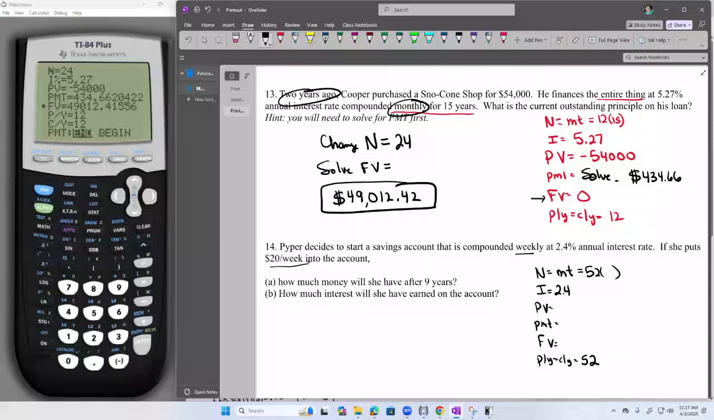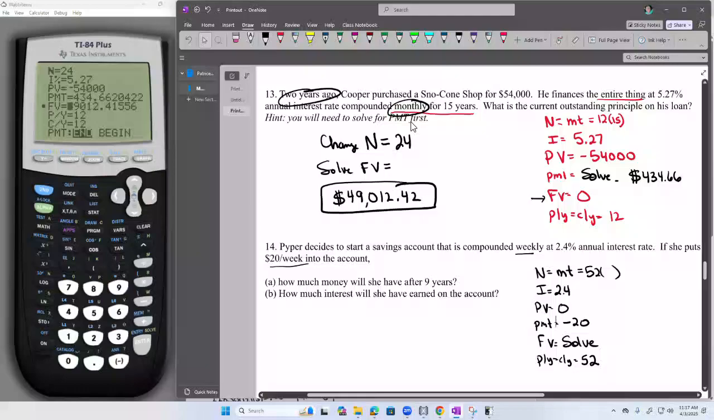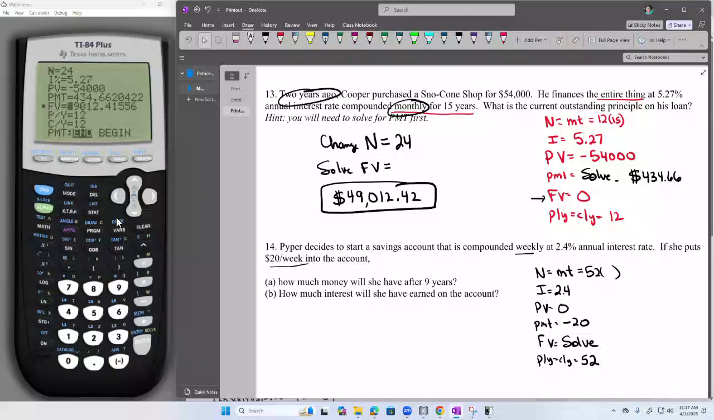So if it was a one-time deposit, that's present value. If it's repeated, that's payment. So I'm going to put -20. How much money will she have after 9 years? So we're solving for her future value. It didn't say she put any money in there to begin with, so our present value is 0. So I'm going to put all this in, and solve for future value.